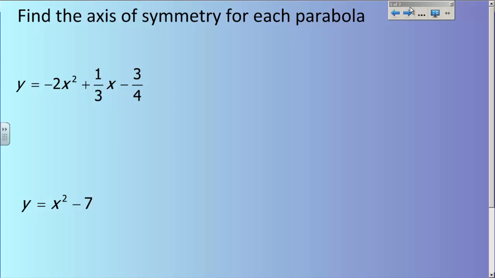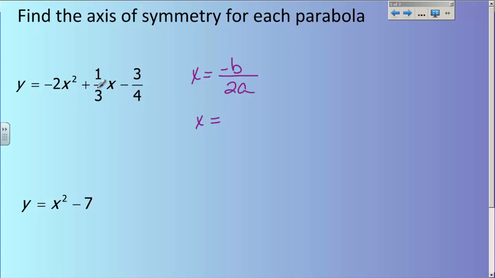Okay, but it does have fractions. It is not the end of the world. We're going to start by writing down our formula, which is x equals the opposite of b over 2a. And if you look at the function that you have, here is a, here is b, here is c.